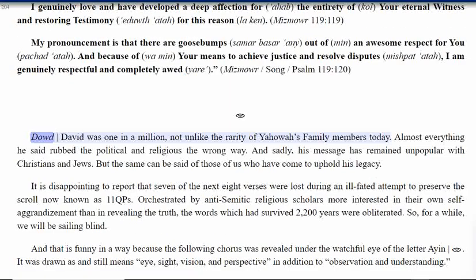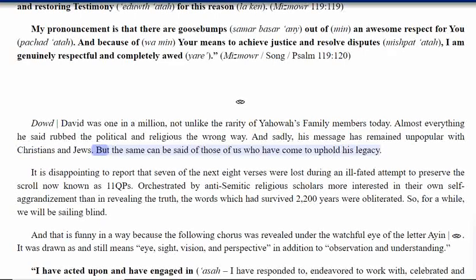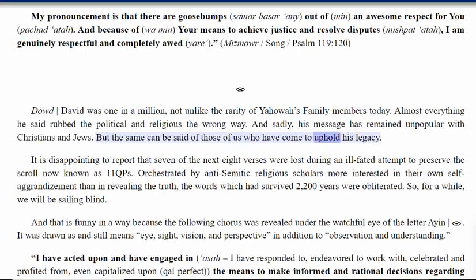119:120. David was one in a million, not unlike the rarity of Yahowah's family members today. Almost everything he said rubbed the political and religious the wrong way. And sadly, his message has remained unpopular with Christians and Jews. But the same can be said of those of us who have come to uphold his legacy.